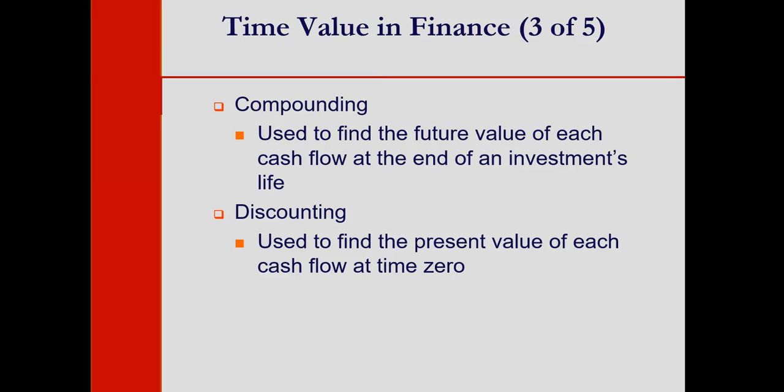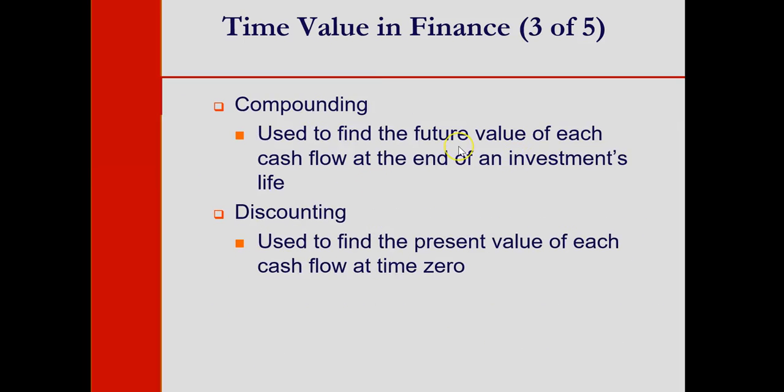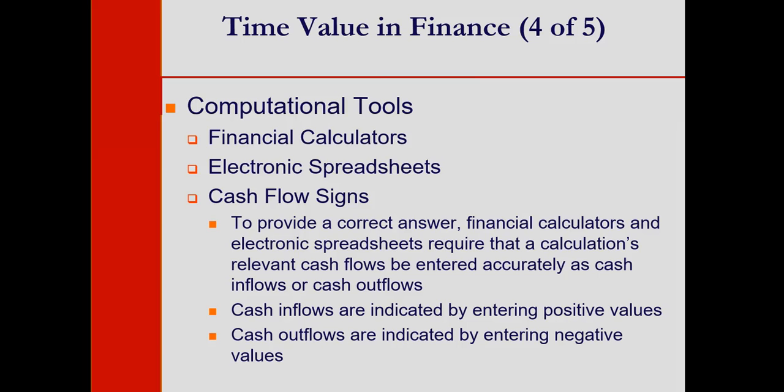Okay, so compounding is like when you want to calculate the future value, and discounting is to find the present value, which is like at time 0. And how do we use these concepts? That's explained in the other video.